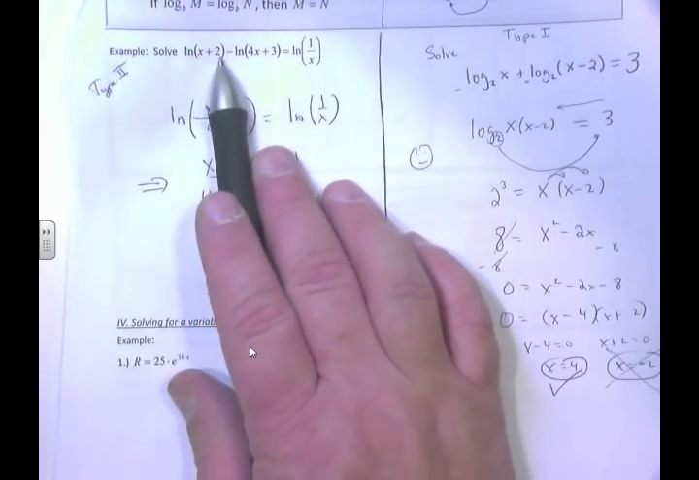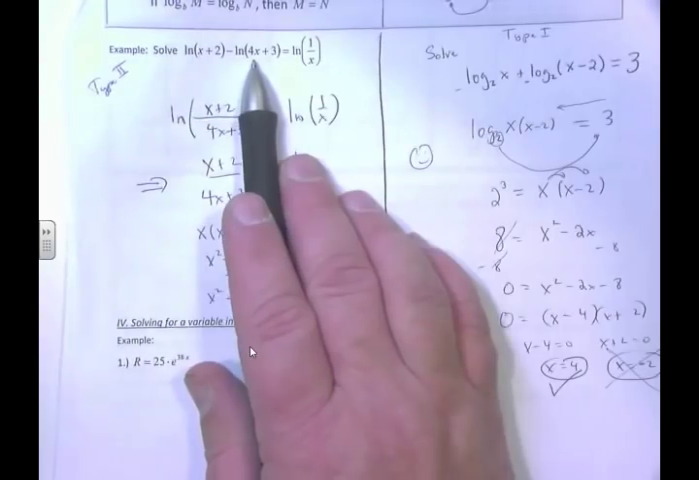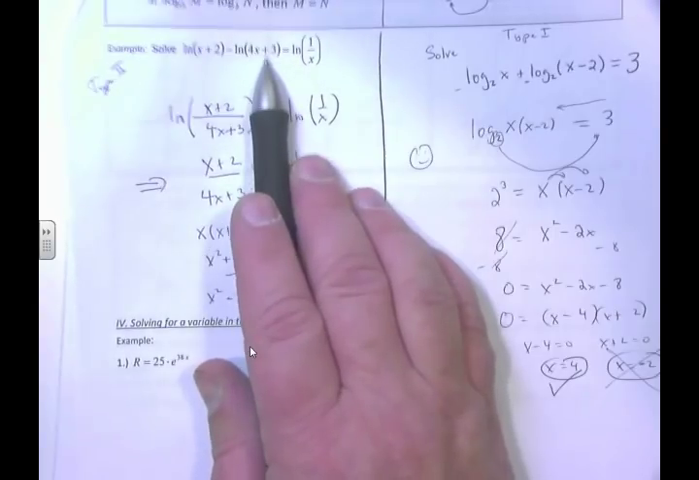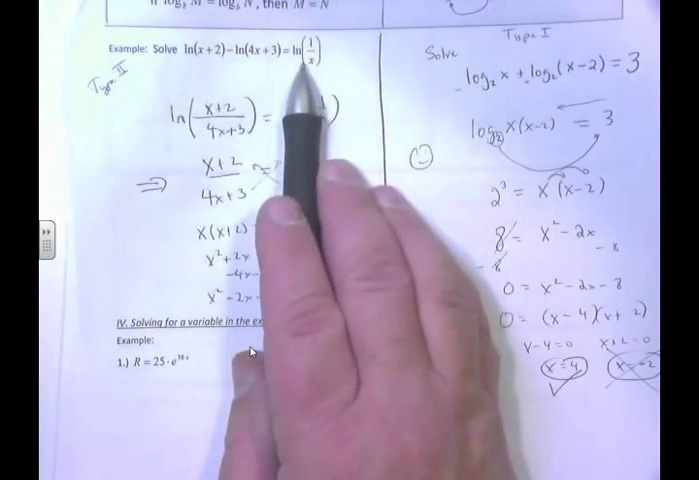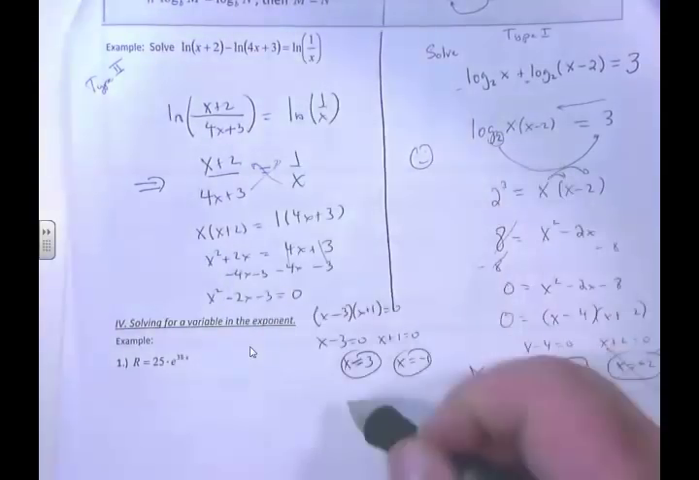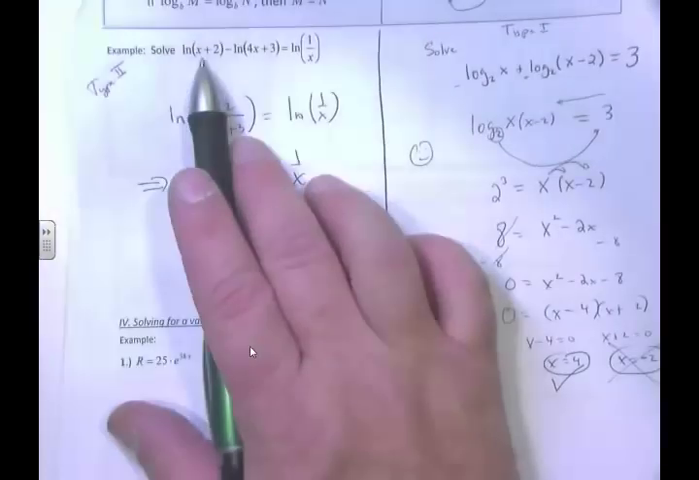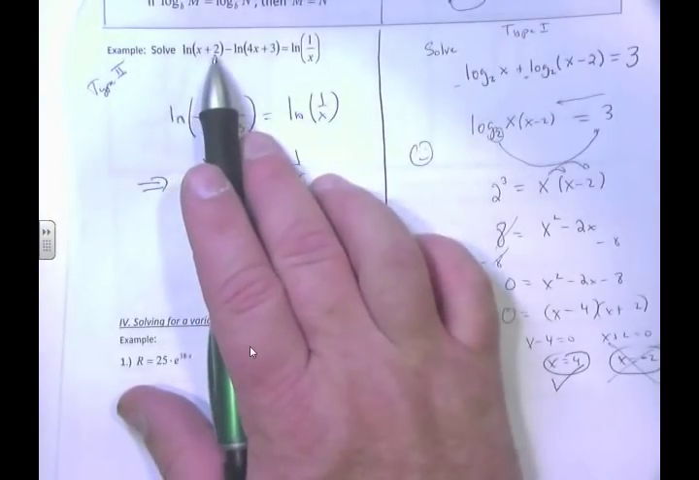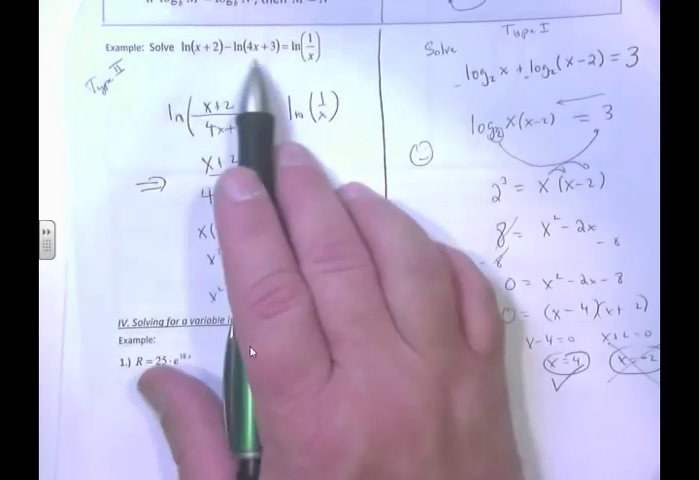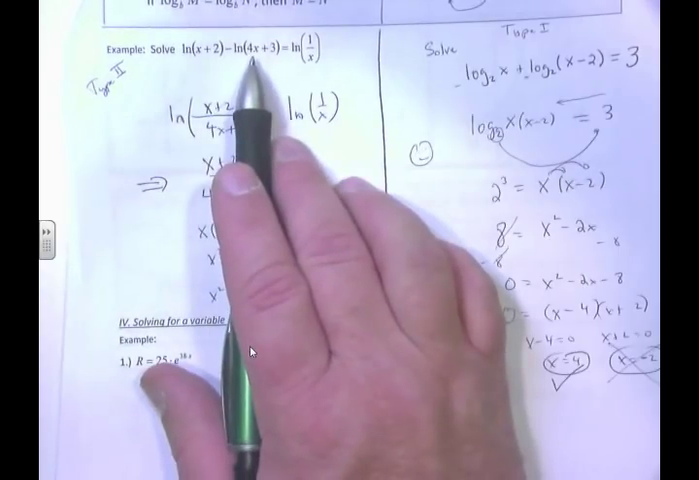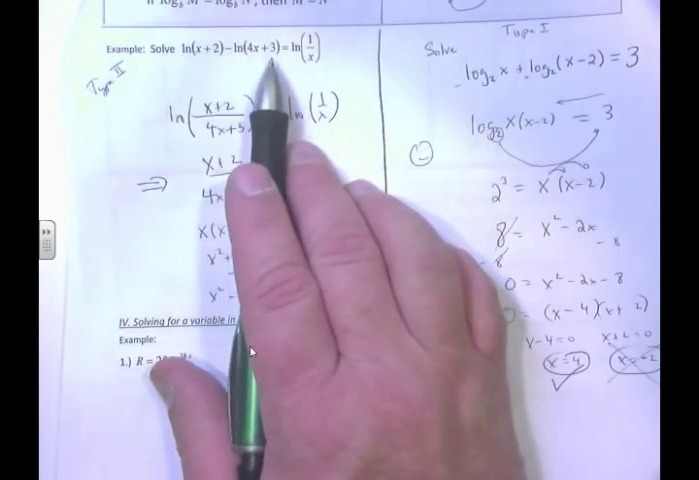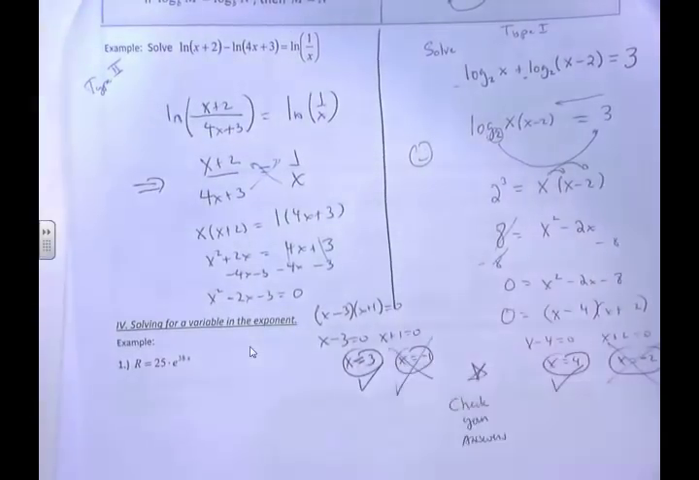3 plus 2 is 5. That's nice and fine. 4 times 3 is 12, plus 3 is 15. Nice and fine. 1 over 3 is a third. Still nice and positive. 3 works. What about negative 1? Watch this. Negative 1 plus 2 is 1. 1 is positive. That's the legal move. 4 times negative 1 is negative 4, plus 3 is negative 1. You can't take the log of negative 1. That makes this an extraneous solution.